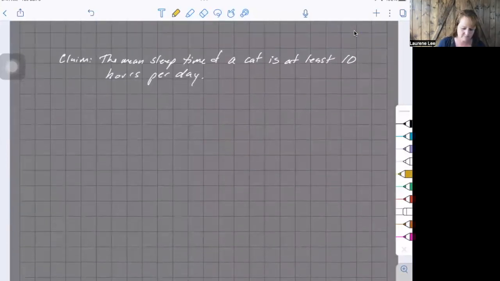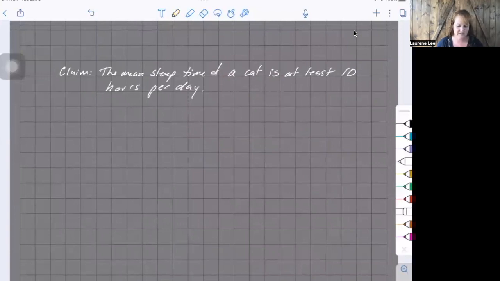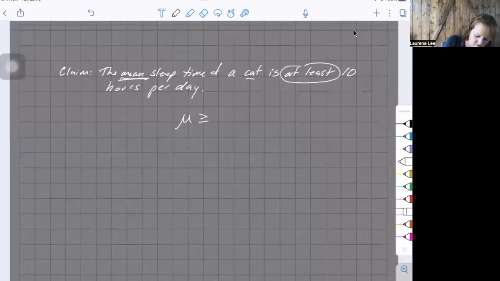All right, so here's one claim. The mean sleep time of a cat is at least 10 hours per day. All right, so we're talking about the mean. So my variable is going to be a population mean because these claims are all about the population. We will then sample and take a sample mean to compare, but the claim itself is always about the population. So the population mean sleep time of a cat is at least, so at least is bigger than or equal to 10 hours per day. So this is what the claim is.